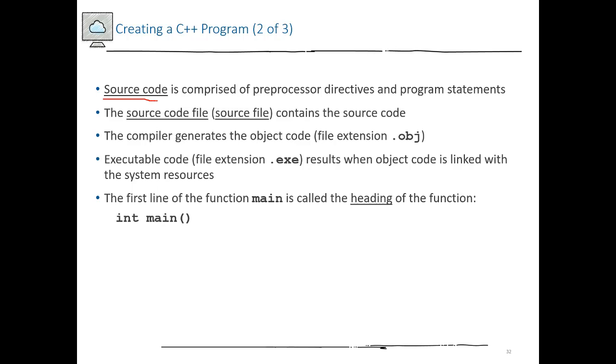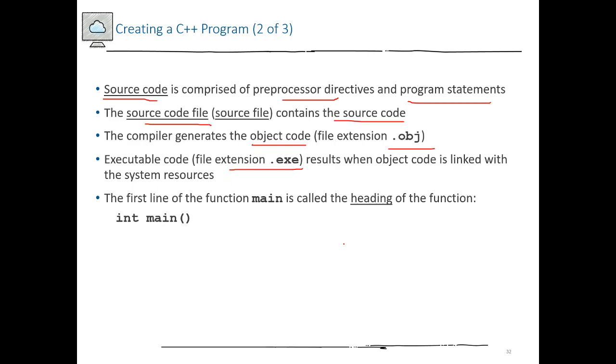All right, so you have source code. It is comprised of the preprocessor directives and the program statements. All right, we saw that. And they're combined and placed into a source code file, which contains the source code. The compiler generates the object code, or the object file, with the extension obj. Then the linker, when the object is linked with the system resources, an executable file is created. It has the extension exe.